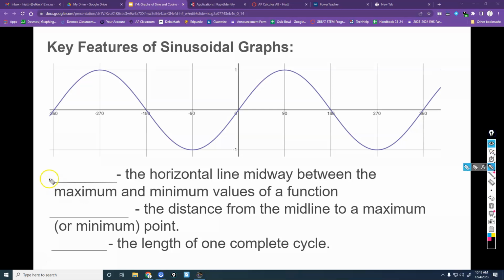We had that first blank was the midline. And the midline is that line through the middle of the graph. It's a horizontal line. This right here is your midline. Okay. Your amplitude was the next blank.